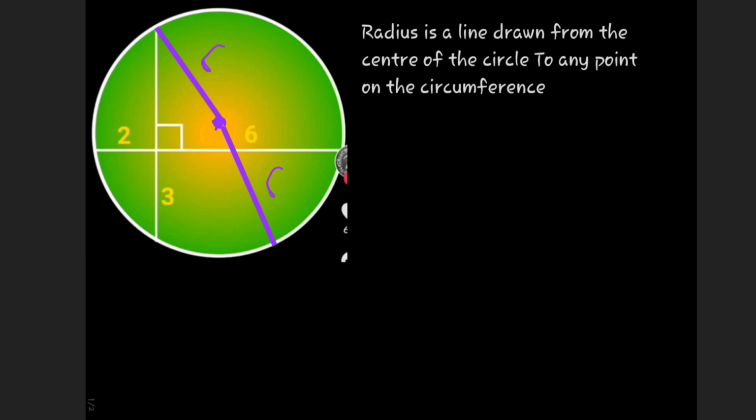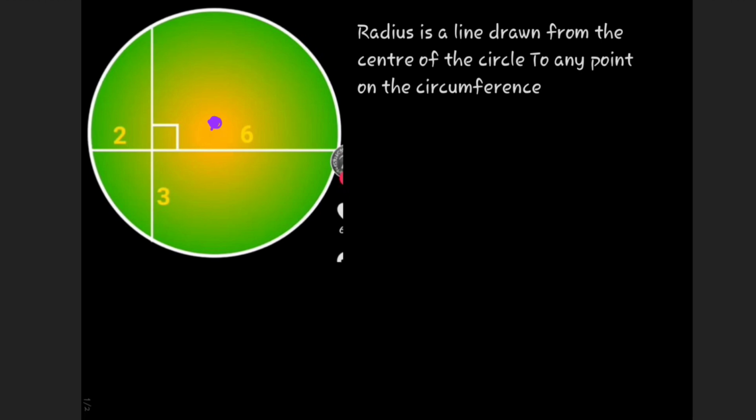All right, we should notice something here: we have two chords in the circle, and the two chords are perpendicular to each other. But we are only given 3 dimensions. We're given this 6, we're given 3, and we're given 2. We're not given the last dimension, so let me denote that with x. How do we find that dimension?